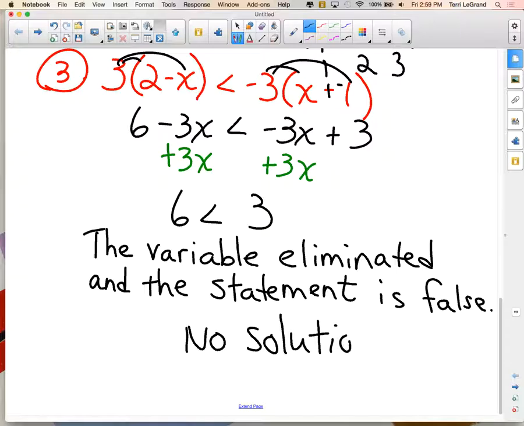And what leads us to believe that is the fact that the variable eliminated and the result was a false statement. So basically it's saying no matter what you try with the number line, it does not matter what number you try, there is not a shaded region anywhere. There's nothing you can put into that original inequality statement that we solved that would make it true, no matter what you try. Okay?